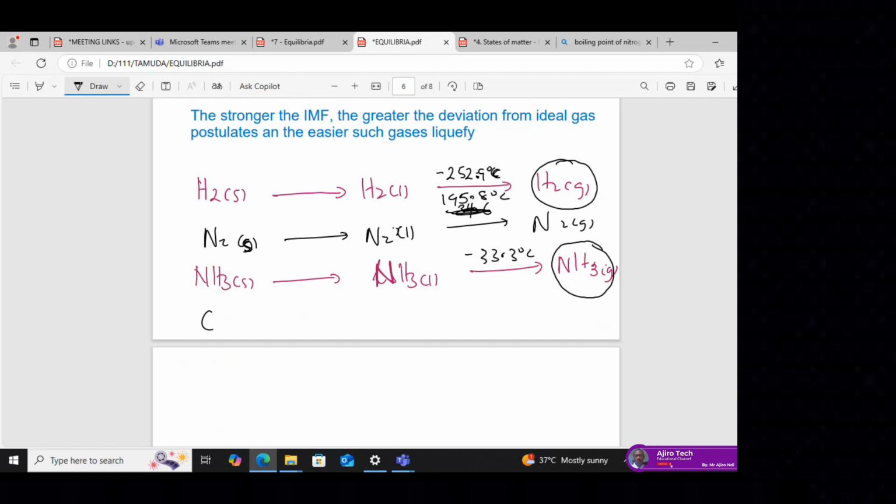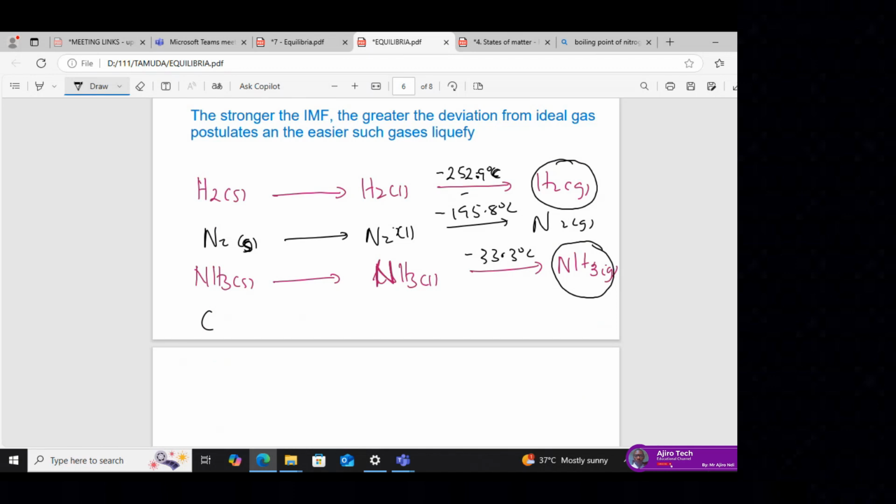Can you see now? Ammonia liquefied before all of them. The difference is just too much. Do you get? Minus 195.8 degrees Celsius. Who liquefies first? Ammonia, followed by nitrogen.